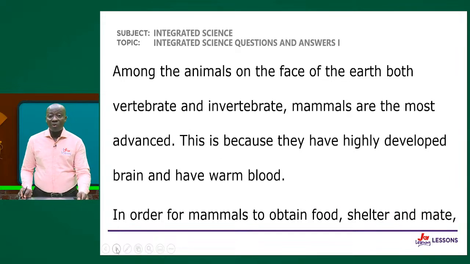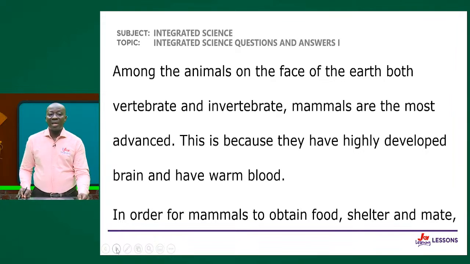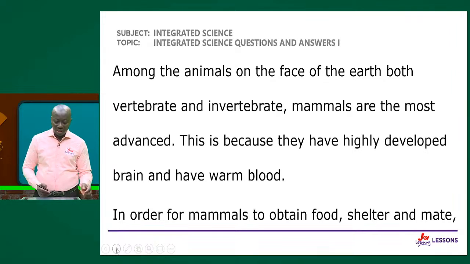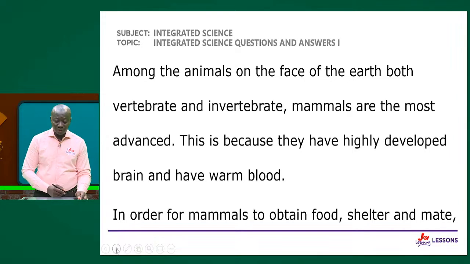So let us move right away to our first concept for the day. Now, the animals on the face of the earth, whether vertebrate or invertebrate, have developed some complex system of communication. And mammals, which are considered to be the most advanced, have a highly developed brain and are also warm-blooded. If you are sitting by somebody and you touch the person, you see that the person's body is warm. You cannot see the person's brain because it's enclosed in their skull. But the person can think and reason because the person has a well-structured reasoning structure called the brain, which is hidden in the skull that forms part of the skeleton.